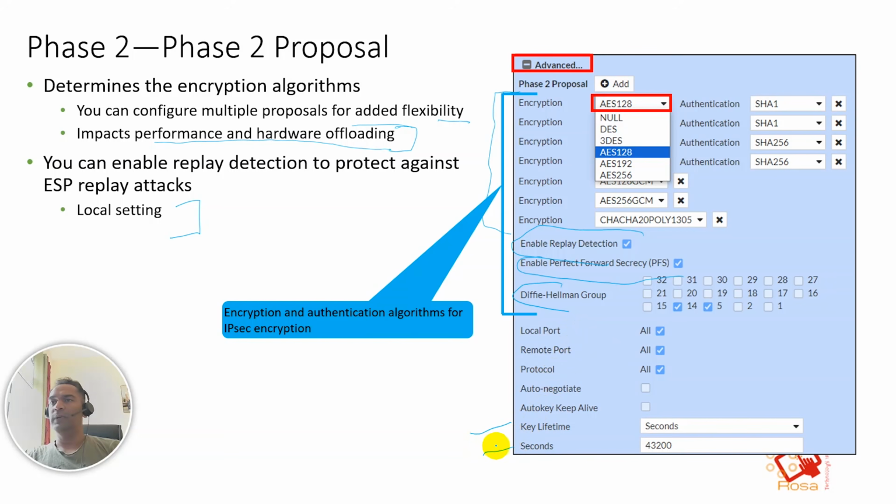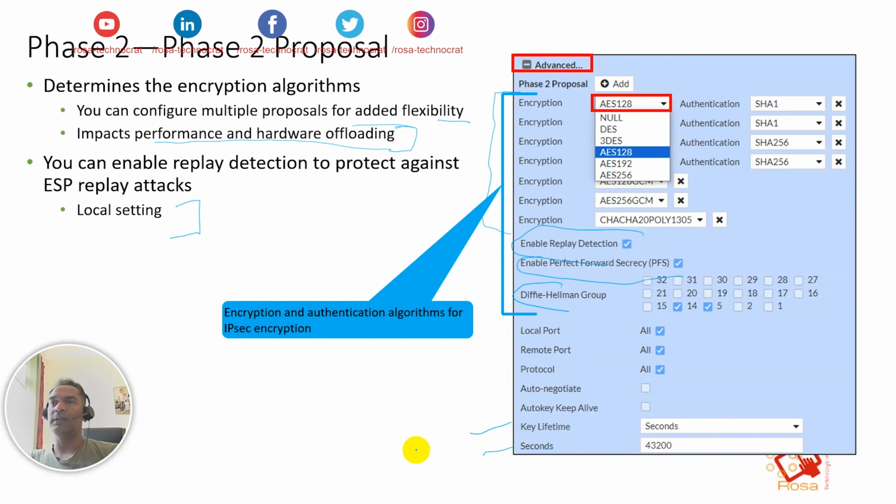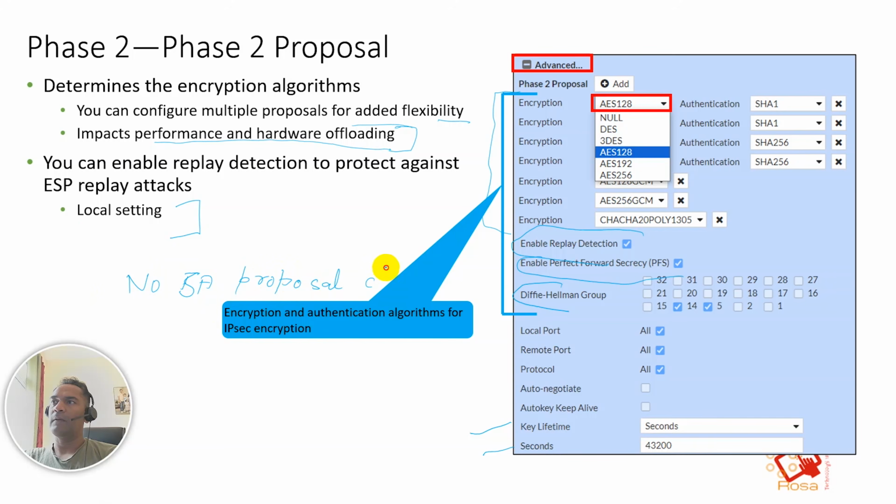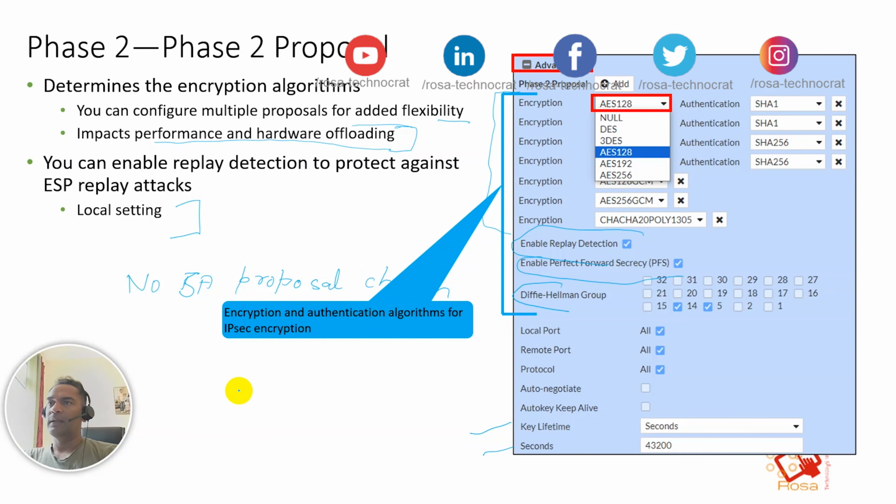When you are doing this configuration, make sure you configure the same on the client side as well. They should be exactly matching with the client. If they are not matching, then the tunnel will not be established and you will get an error like "no SA proposal chosen". This is the error that you will get if there is a mismatch between the client configuration and the FortiGate server.